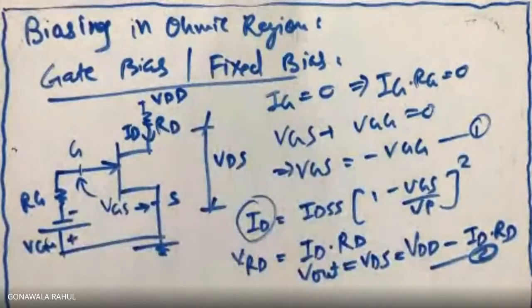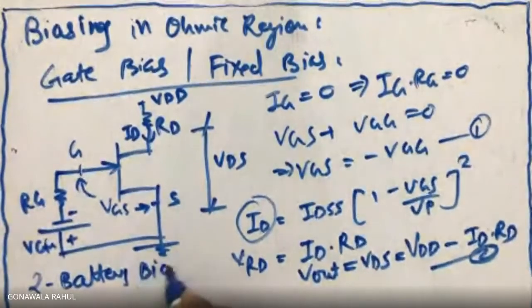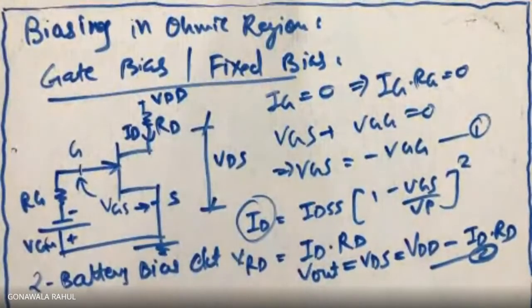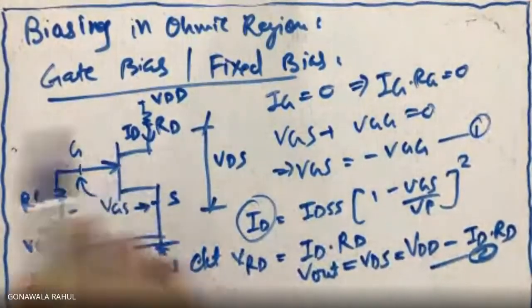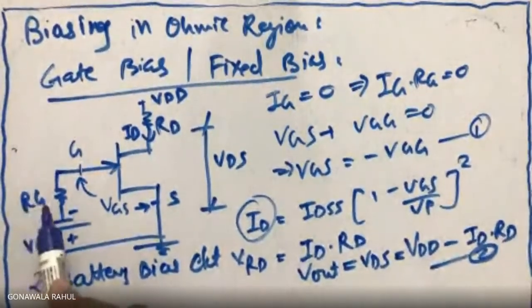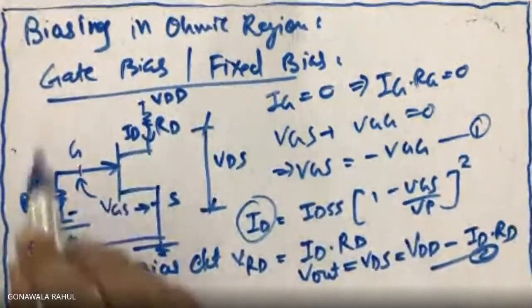First observation. Second, since the bias circuit uses two batteries, that is VDD and VGG, it is also known as two battery bias circuit. It utilizes two batteries. Third point, FET has a high input impedance that we have observed and studied earlier. So to make advantage of it, RG should be as large as possible so that input impedance of the circuit remains always high.